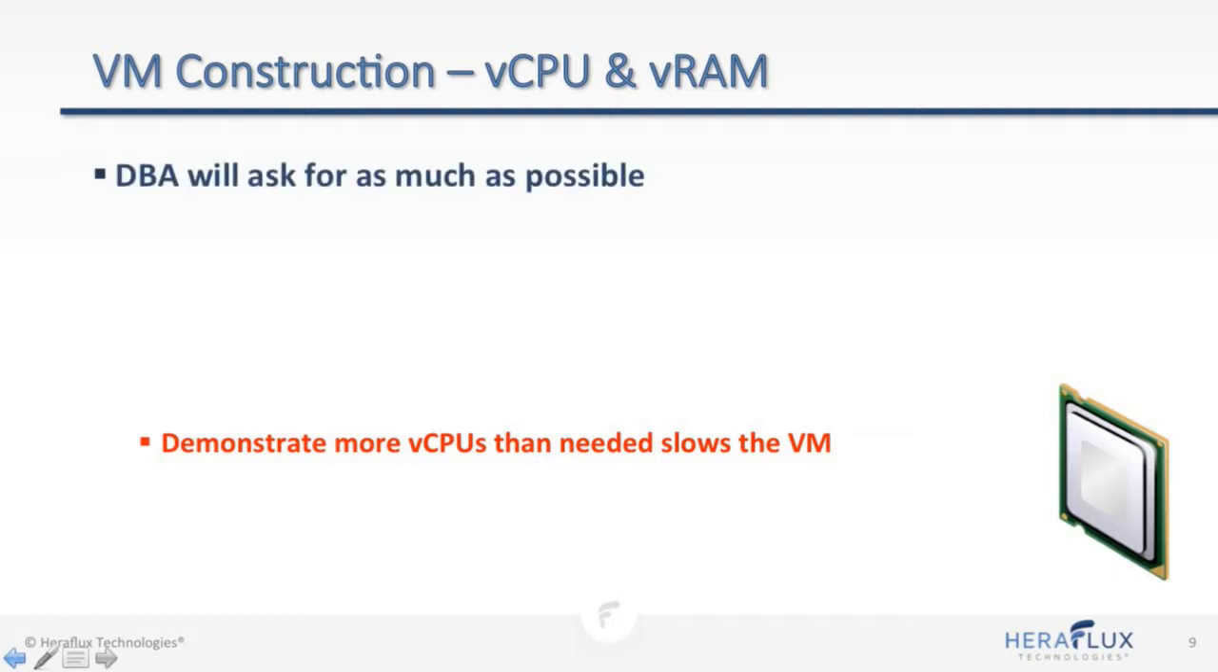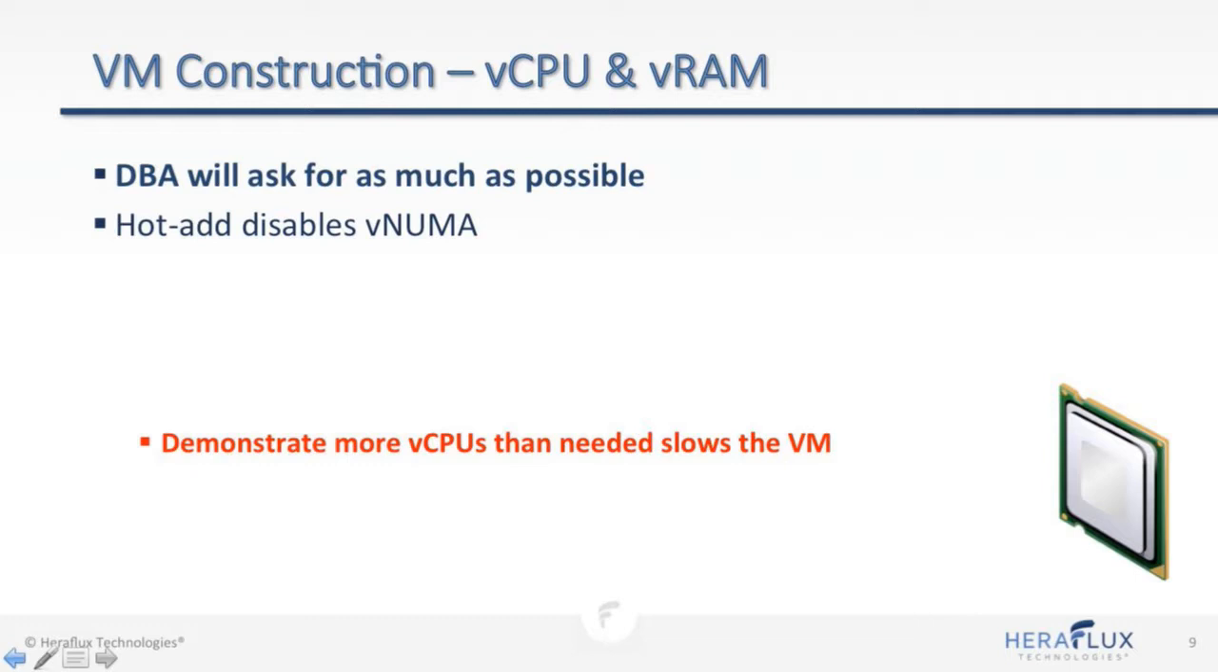So, one of the big things when it comes to CPU sizing, VM construction, things like that, the DBA is always going to ask for all the resources they can possibly get. It's a challenge because you know as well as I do, you give a VM more CPU resources than it needs, it's going to slow it down. So you have to show them, not just tell them, to actually go in and drop some of the CPU. You have to show them that it does make a difference.